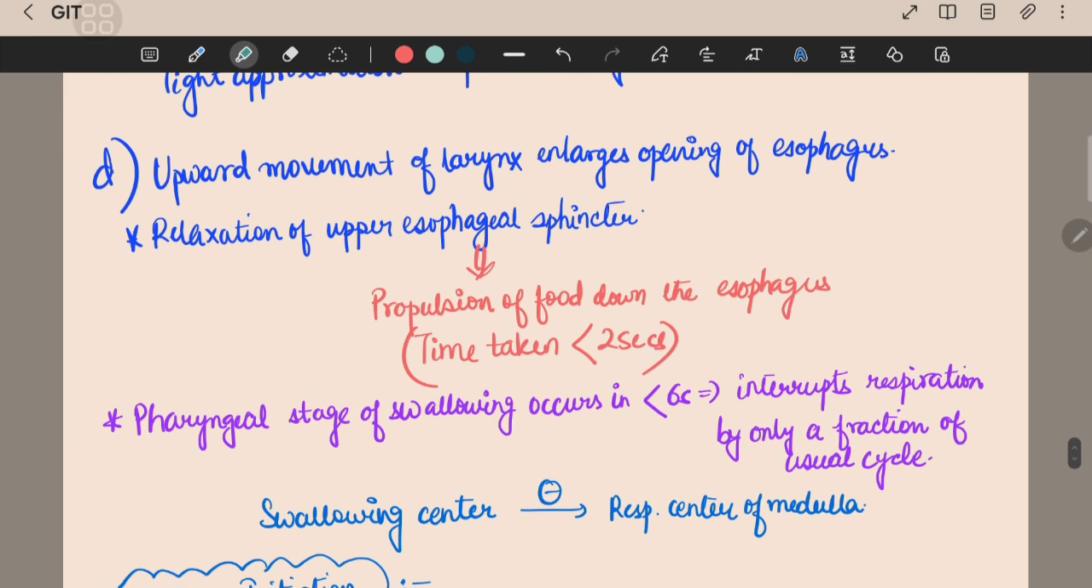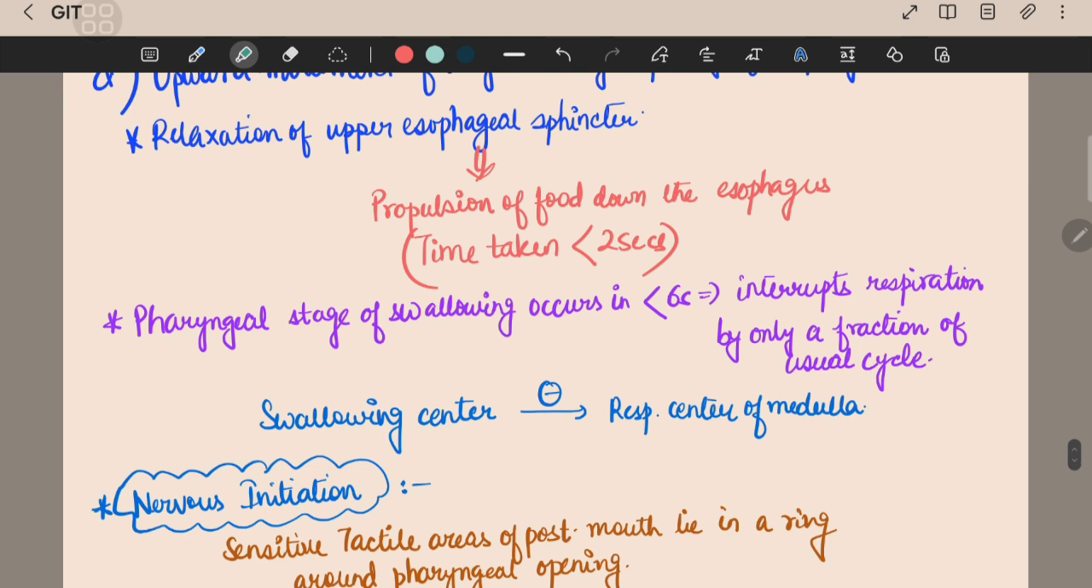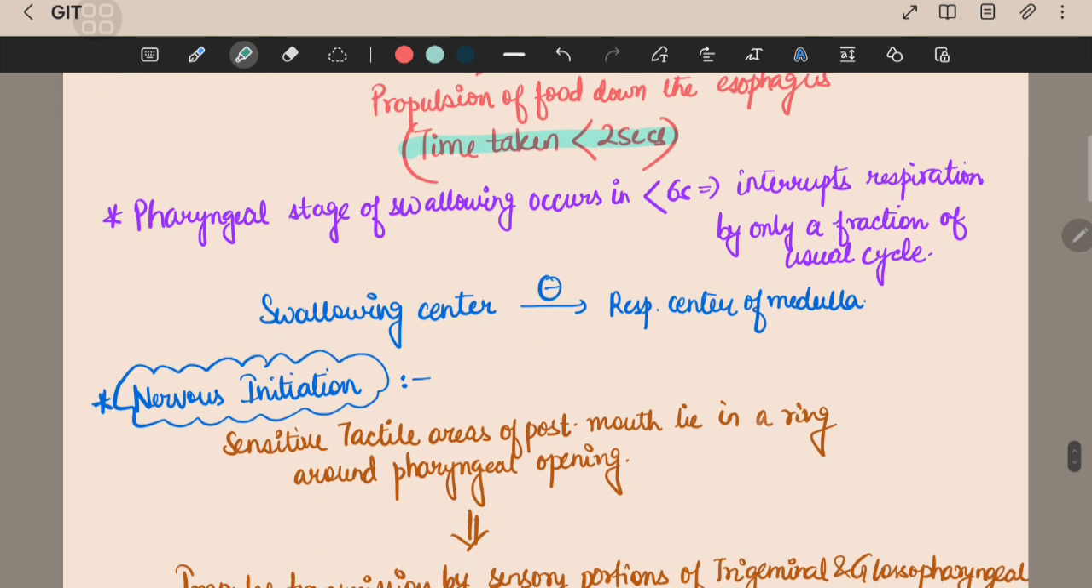Upward movement of the larynx will enlarge the opening of the esophagus. Of course, the larynx is moving accompanied by the movement of the muscles of the neck, so they cause an enlarged opening of the esophagus, and food will move inside. Relaxation of the upper esophageal sphincter will happen, causing propulsion of the food down the esophagus. The time taken is approximately less than 6 seconds, though someone says less than 2 seconds. So remember that passage of food through the upper esophageal sphincter takes less than 2 seconds, whereas the pharyngeal stage of swallowing occurs mainly in less than 6 seconds.